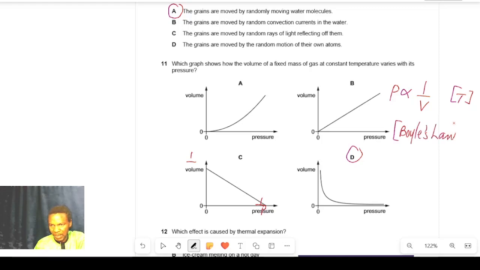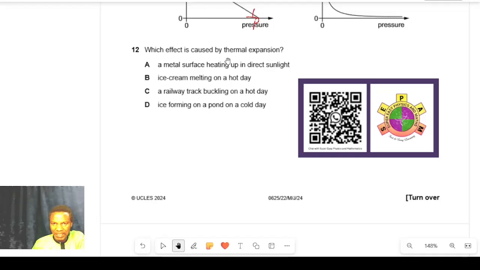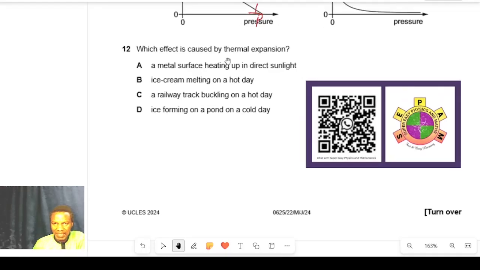So this is Boyle's gas law. Okay, so let's look at question 12. Which effect is caused by the thermal expansion? It is a railway buckling. So this is an effect of thermal expansion.